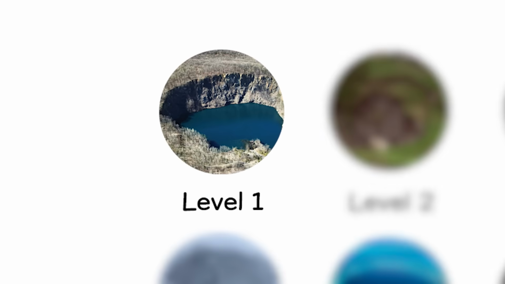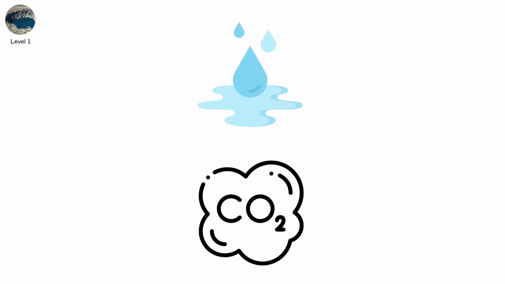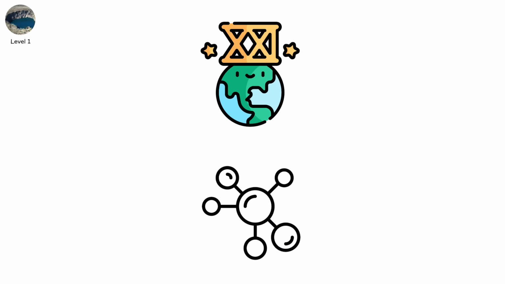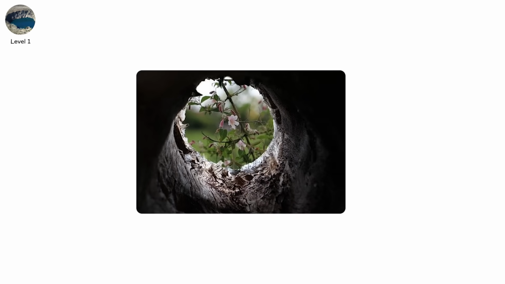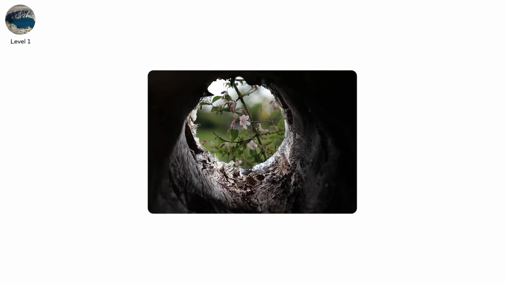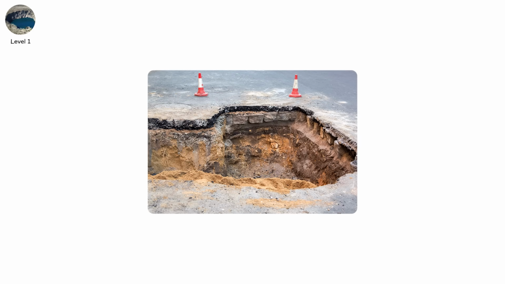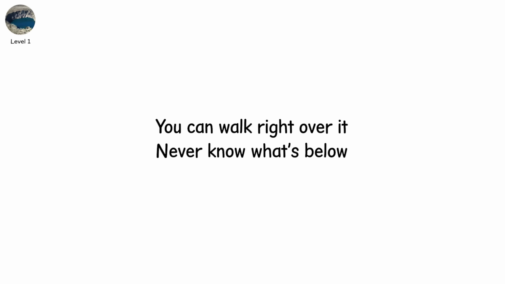Level 1. It begins as something innocent. Rain falls, the earth drinks it. But that water picks up carbon dioxide from the air and soil, forming carbonic acid. Harmless to us, but devastating to limestone. Over decades, sometimes centuries, that acidic water trickles downward, dissolving the limestone grain by grain. Hollow spaces form deep underground. The roof stays intact, for now. This is a solution sinkhole, invisible, slow, and quiet. You can walk right over it and never know what's below.